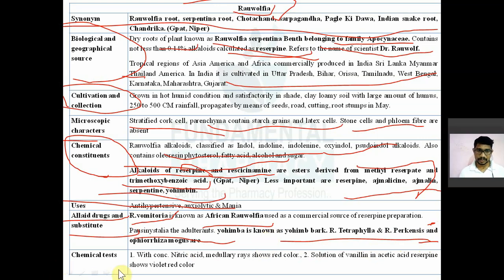What is the chemical test for this? With concentrated nitric acid: if you treat a TS of this Rauwolfia root with concentrated nitric acid, you get a red color; the medullary rays will be stained red. Then, with a solution of vanillin and acetic acid, the reserpine will give you a violet color. These are the tests.